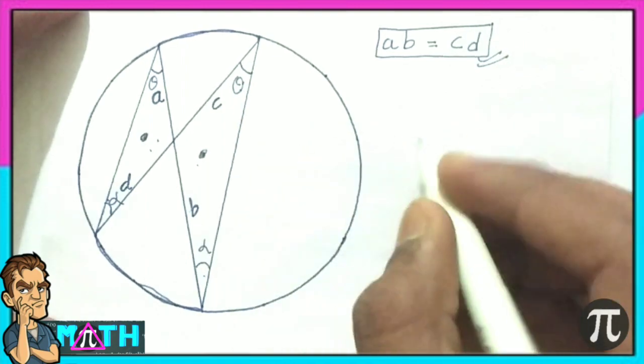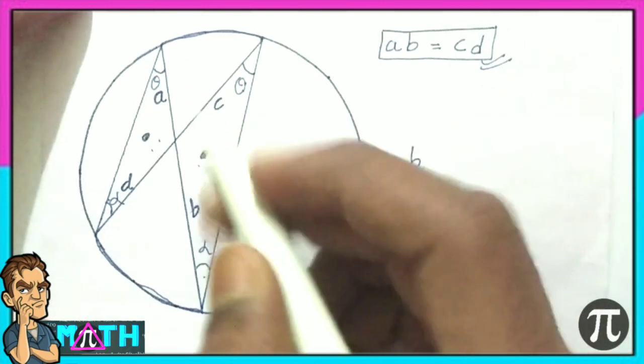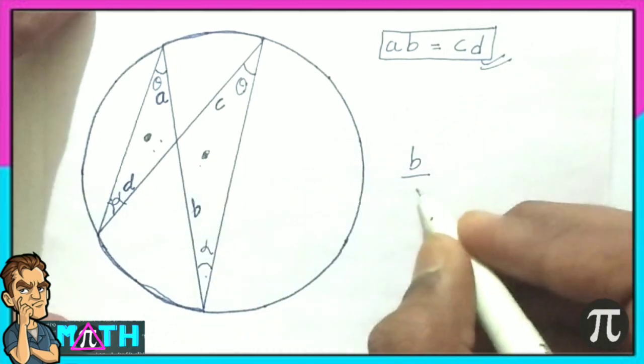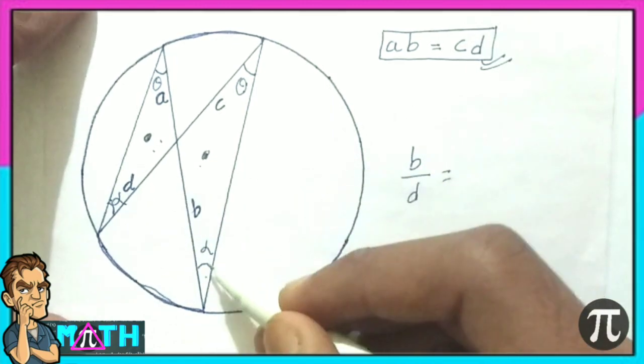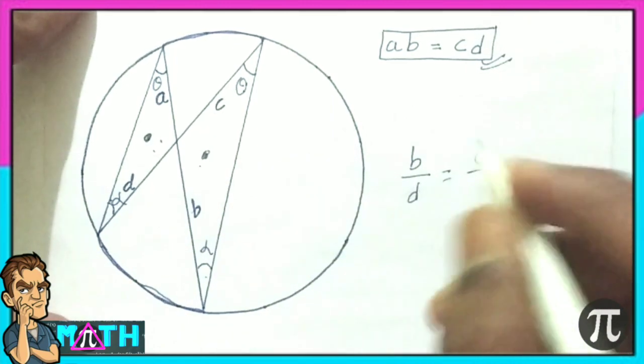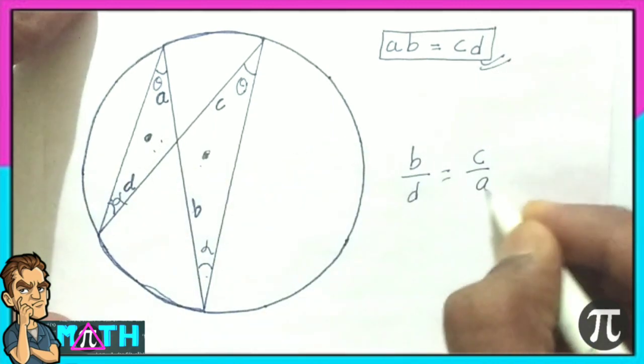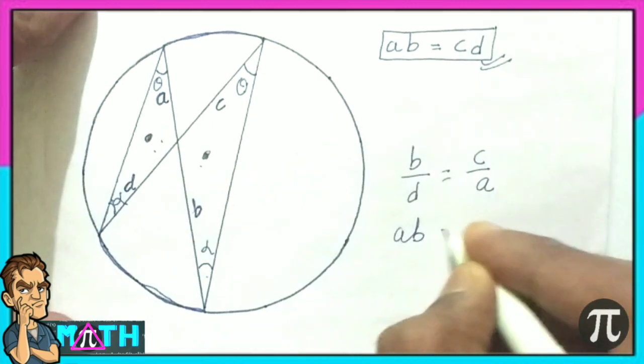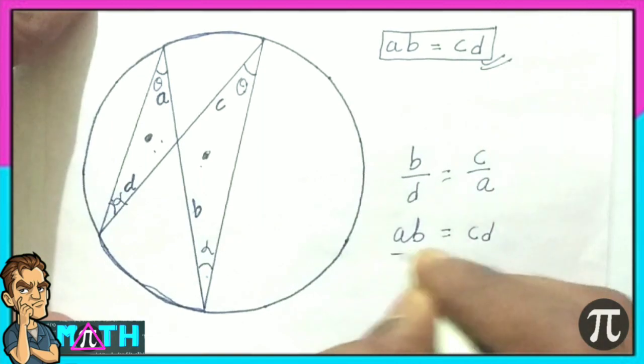Now the side opposite to theta is B in this triangle, and in this triangle it is D. The side opposite to alpha is C here, and here this is A, so we can simply write AB is equal to CD. So hopefully you get it.